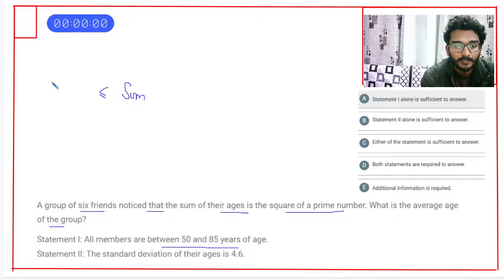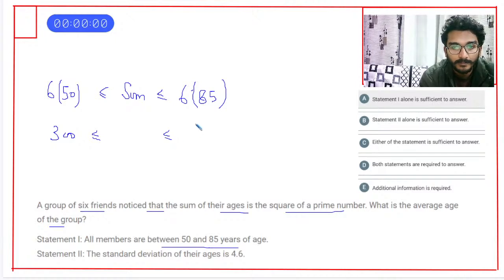So the condition is, let's suppose all of them are 50 years, then this is the sum, and if all of them are 85 years, then this is the condition on their net sum, which is in between 300 and 510.